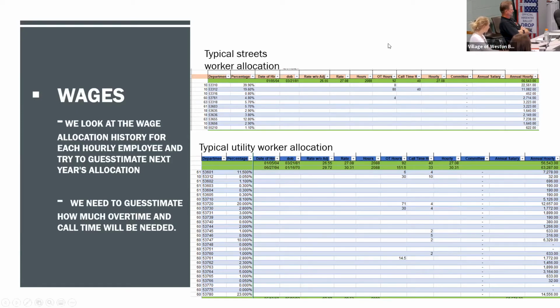This part of our budget takes the most time. In the finance department, we actually look at past history to see where did these people work? How should we be allocating their wages moving forward? And with the number of accounts, we always have to make sure that when we do allocate, it equals 100% on the bottom, or else it won't tie up.